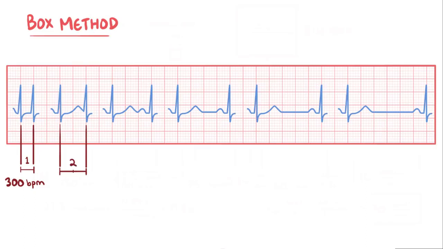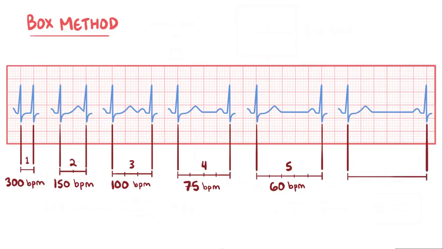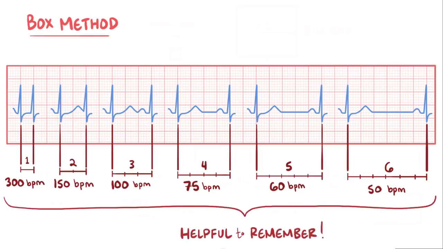If R waves are 2 big boxes apart, or 0.4 seconds, then the heart rate is 150 beats per minute. 3 big boxes apart is 100 beats per minute, 4 big boxes is 75 beats per minute, 5 big boxes is 60 beats per minute, and finally 6 big boxes apart is 50 beats per minute. Remembering these numbers makes it easier to make a rough estimate of the rate. For example, if there are between 3 and 4 big boxes between R waves, then we know that the heart rate must be between 75 and 100 beats per minute.